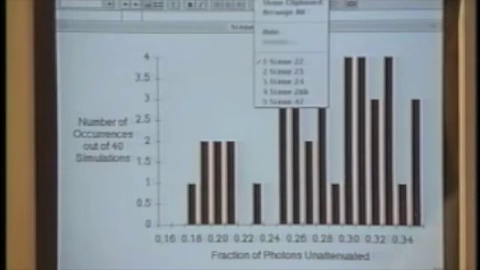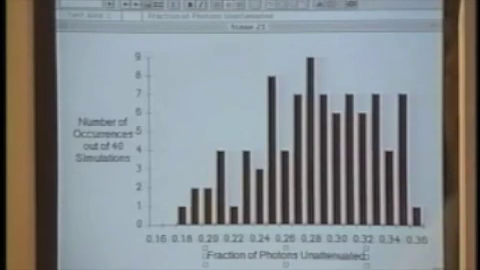I then did the experiment longer. Instead of doing it for 40 simulations, I did it for 90 simulations. There is a mistake over here on the label. This is actually for 90. And we have a somewhat different histogram.